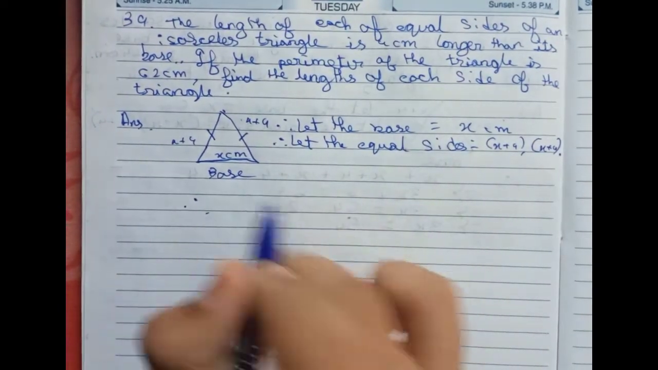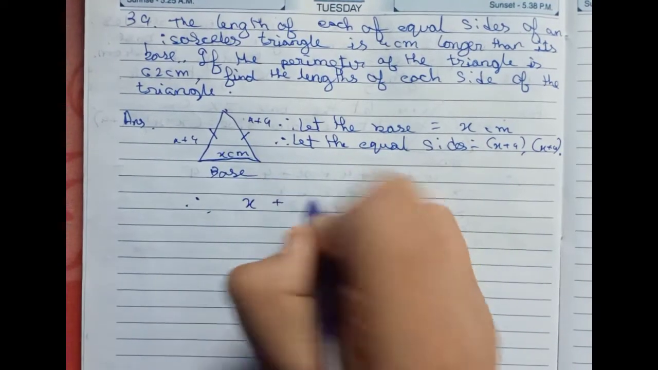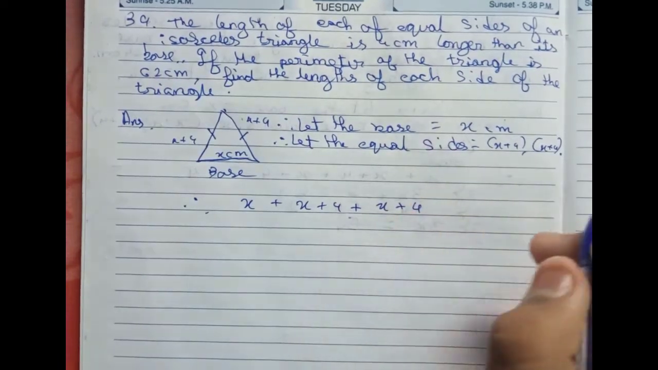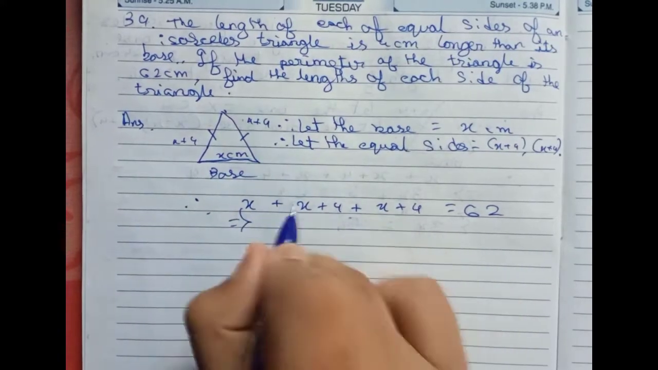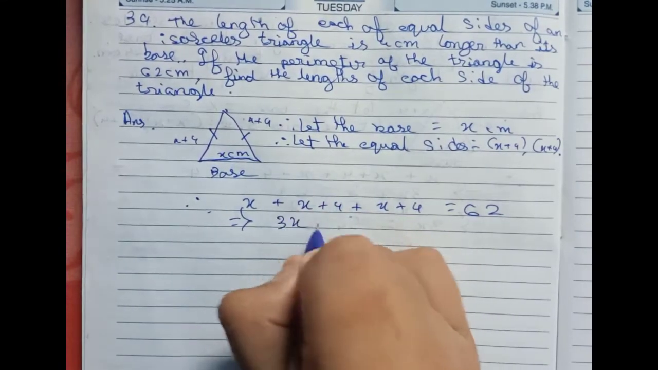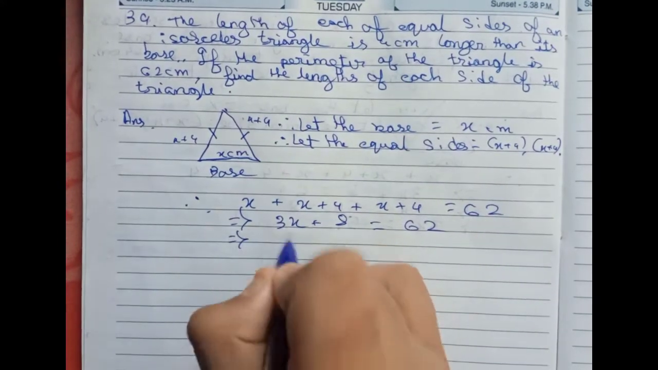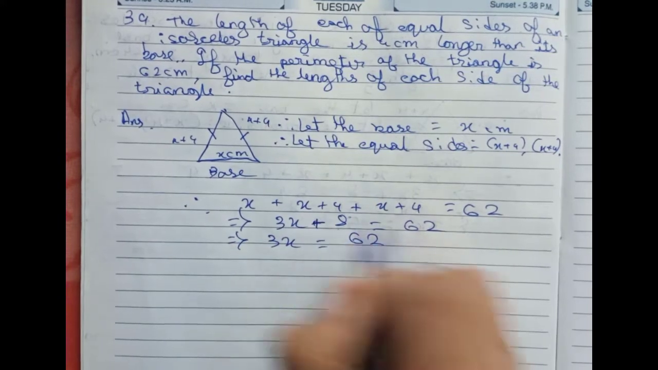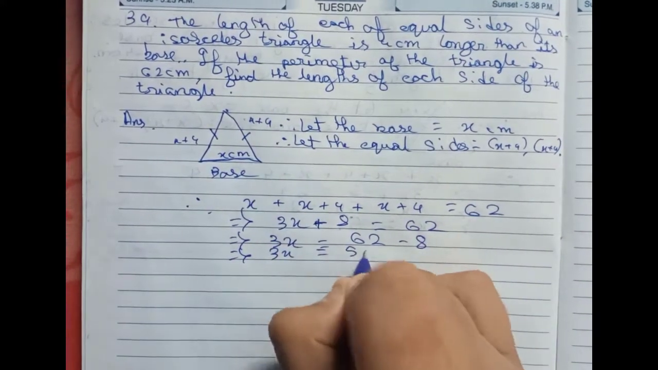So we know that the sum of all the sides is 64, I mean 62. It is x plus 4 plus x plus 4. That is, the sum of all the sides equals 62. Now there are 3x, so you write 3x plus 4 plus 4, that is 8, equals 62. Now 3x equals 62 minus 8. So it becomes 3x equals 54.